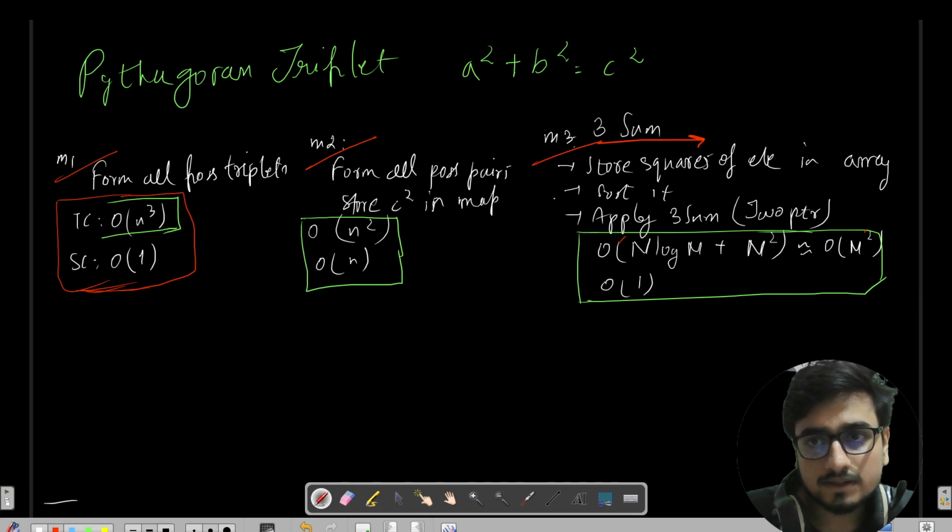Sorting will take you n log n, and then applying threesome with 2 pointers will give you n square. So O of n square would be your time complexity, and O of 1 will be your space complexity.